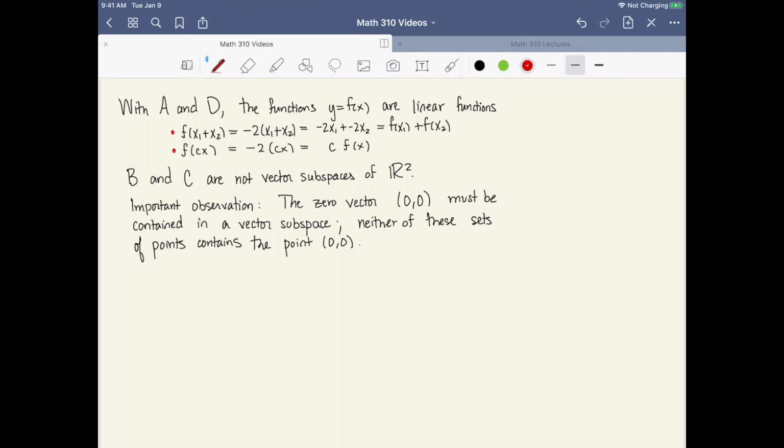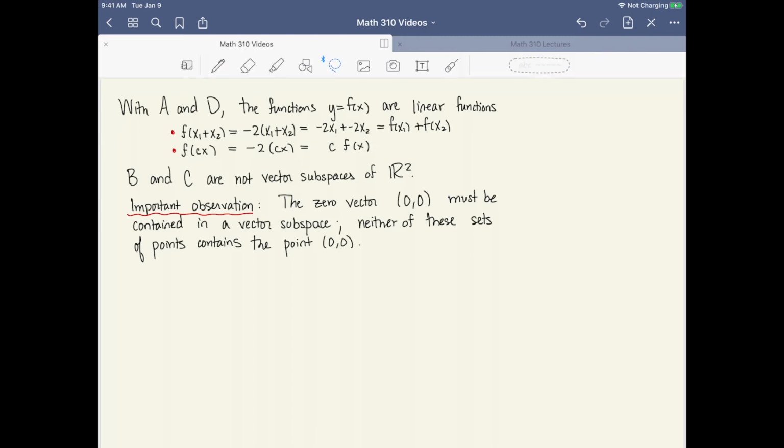There's another important observation here, and that's that when you do have a vector subspace, the zero vector must be contained in that vector subspace. So in the context of a line in R2, if that line does not go through the origin, then it does not contain the point (0, 0). So a quick check for B, and also for the circle C, is that the point (0, 0) did not lie on that set, and so neither of these could be a vector subspace.